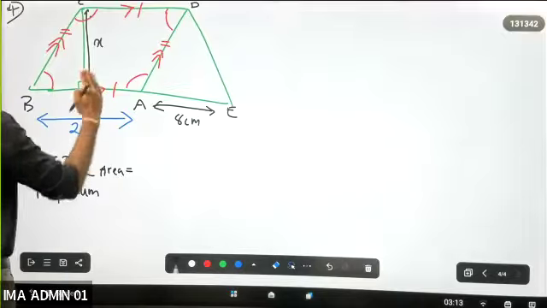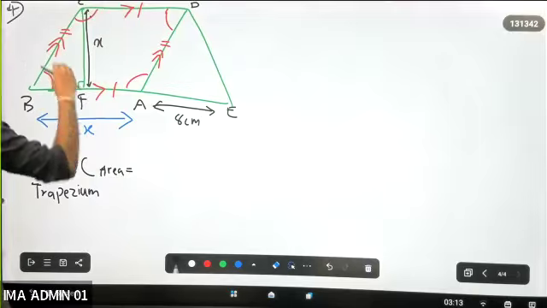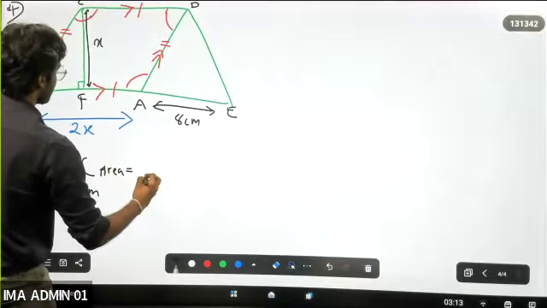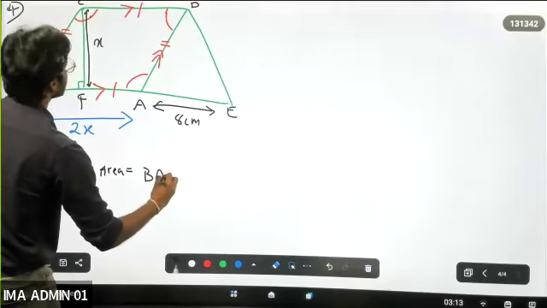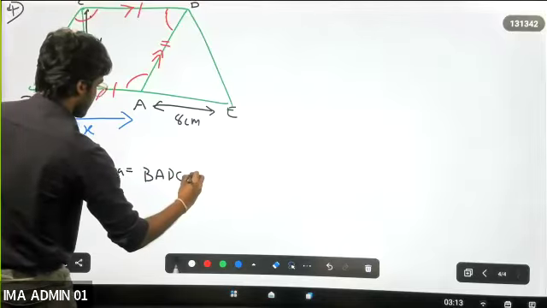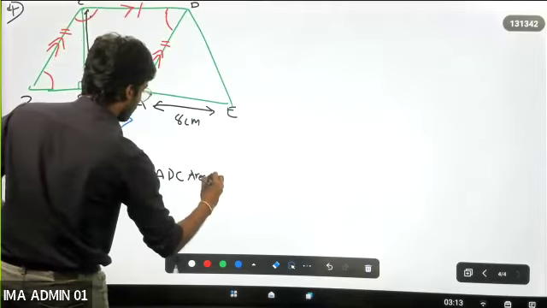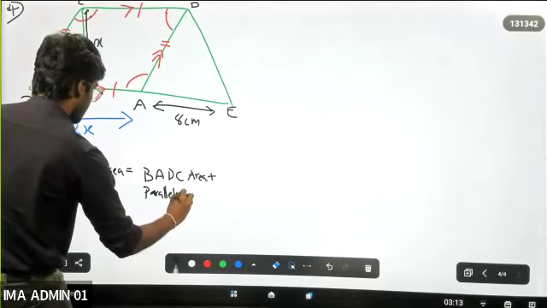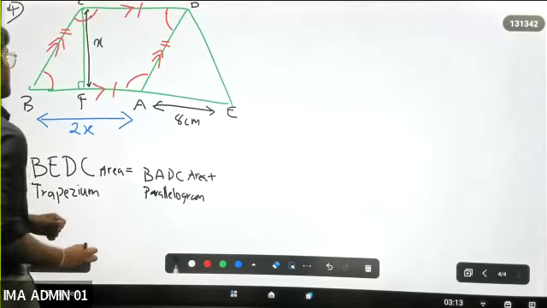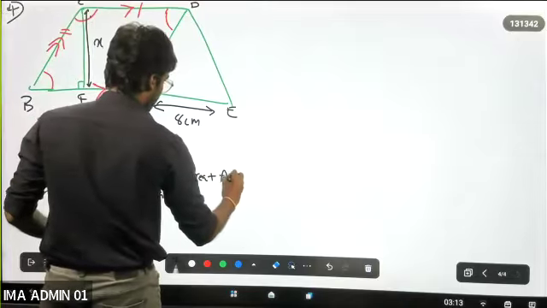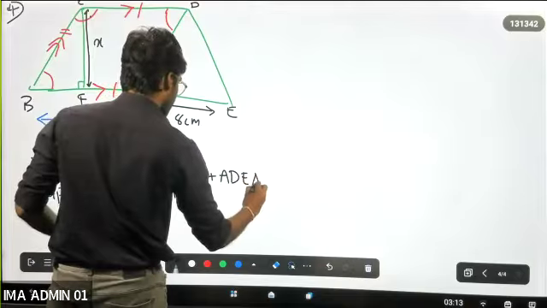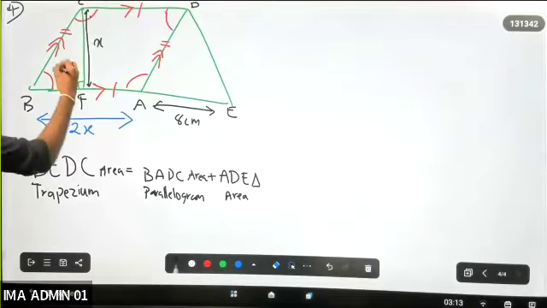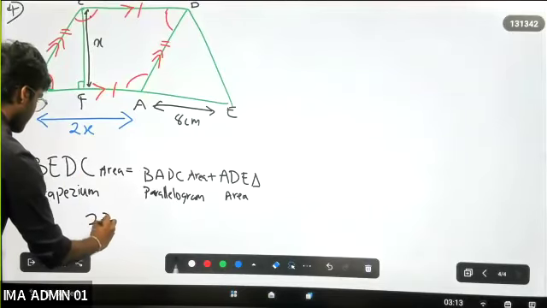But when we see this graph, we understand that it is this parallelogram's area plus the triangle's area. So what's the parallelogram area? We will write down the parallelogram area plus the ADE triangle area. Right? So we know this as 22.